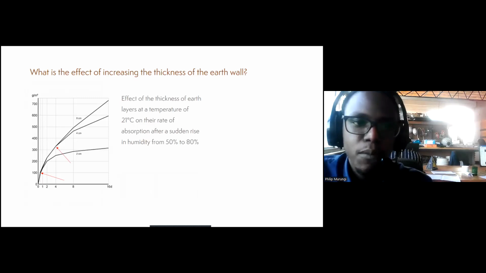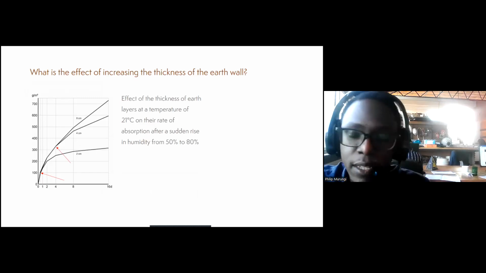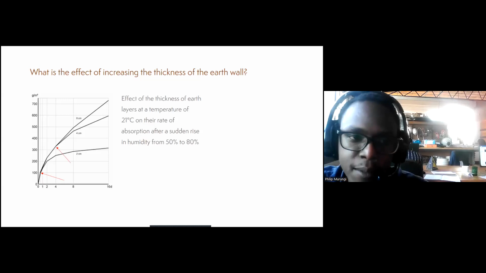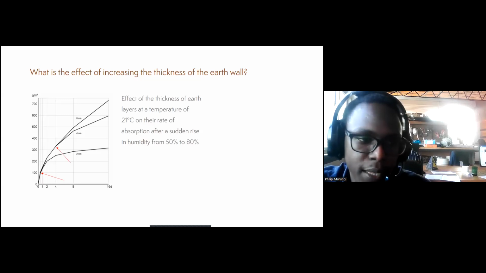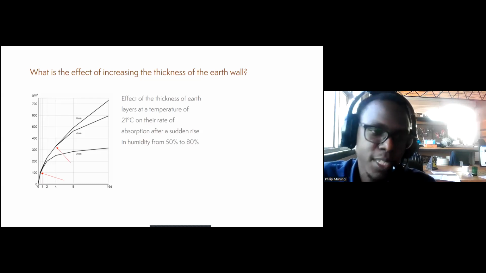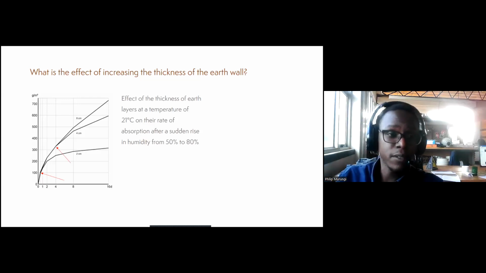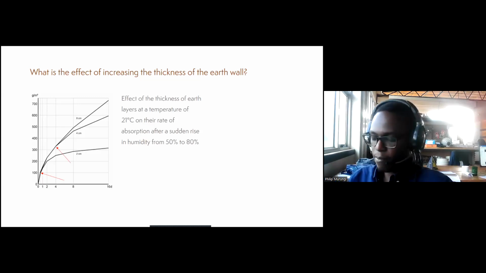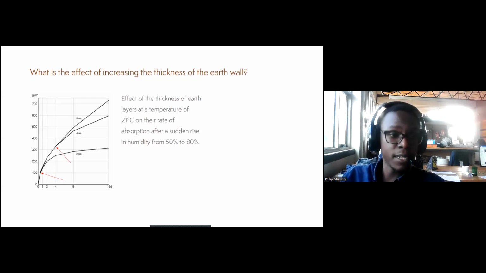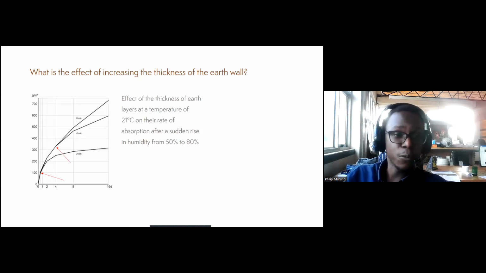Another thing we have to think of is the effect of the thickness of the layer of earth on these absorption rates. When you look at these graphs, what it shows is that in the first 24 hours, only 2 centimeters of the earth is effective. They tested 2 centimeters, 4 centimeters, and 8 centimeters thick, and over the first 24 hours they had the same behavior, right? The bottom axis shows the time in days, and the top axis shows the absorption and desorption rate.